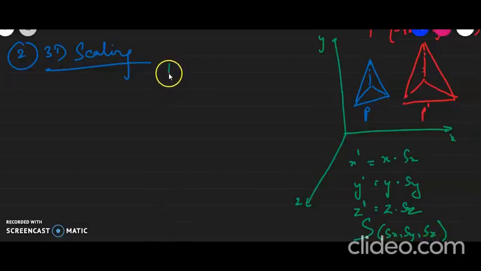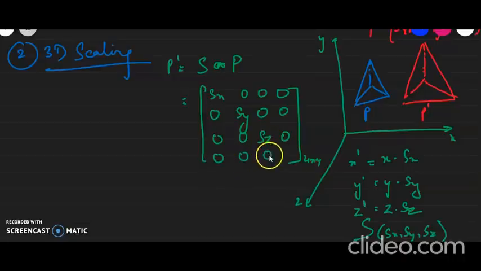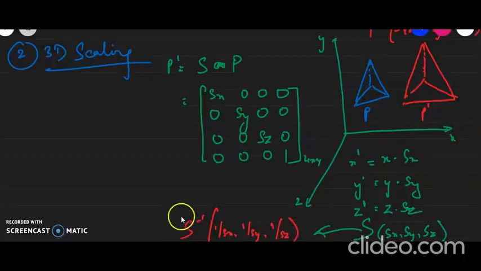And when I want to put up my matrix, so p dash is equal to s multiplied by p, and we just write down the matrix of s. Again, it's a 4 cross 4 matrix. So it is sx 0 0 0, 0 sy 0 0, 0 0 sz 0, 0 0 0 1. So this becomes my scaling matrix. Now, if I know the scaling matrix, how do I write down the inverse scaling matrix? 1 by sx, 1 by sy, 1 by sz.